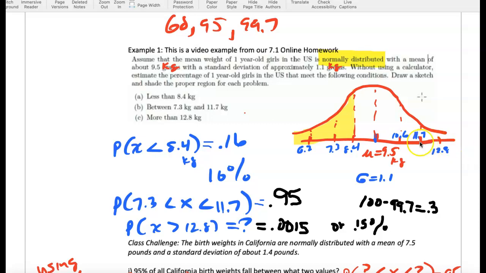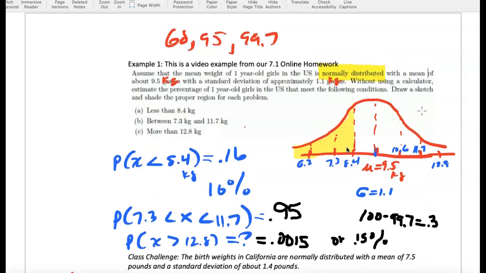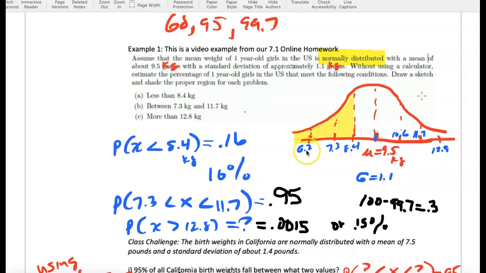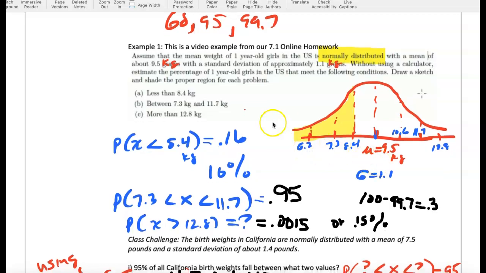Let's take a look at an application for the empirical rule. It gives us a sense of how powerful this is, and then how we use it to get exact values in the next section. This is a video example from our online homework.